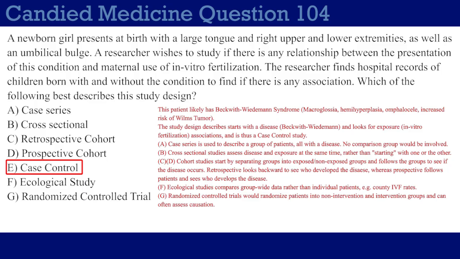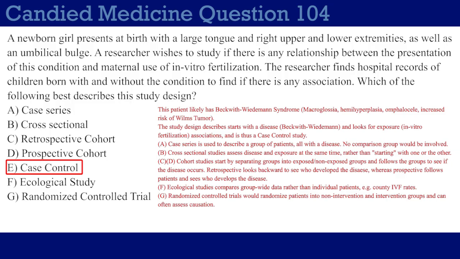Choice A, case series. This is used to describe when we have a group of patients, like literally a series of cases. They all have the same disease and we just group them together and look at them together. No comparison group is used for this. So sometimes it's just for us to look at maybe some possible trends among a disease. Outside of case reports, this is probably the weakest kind of study.